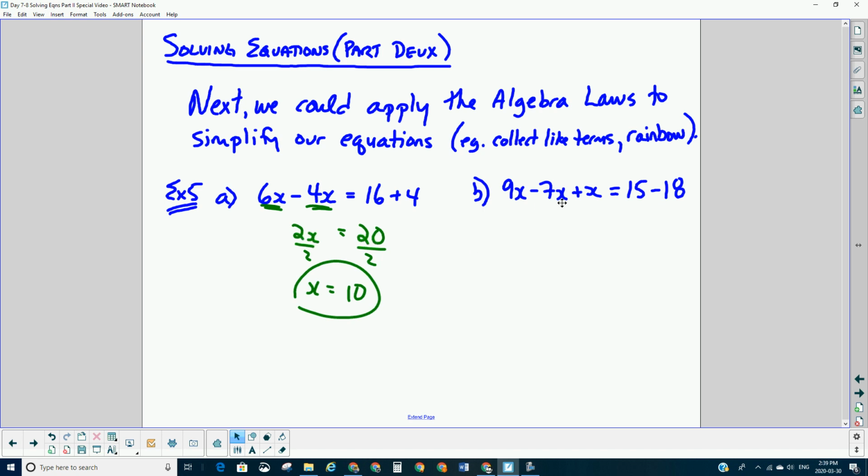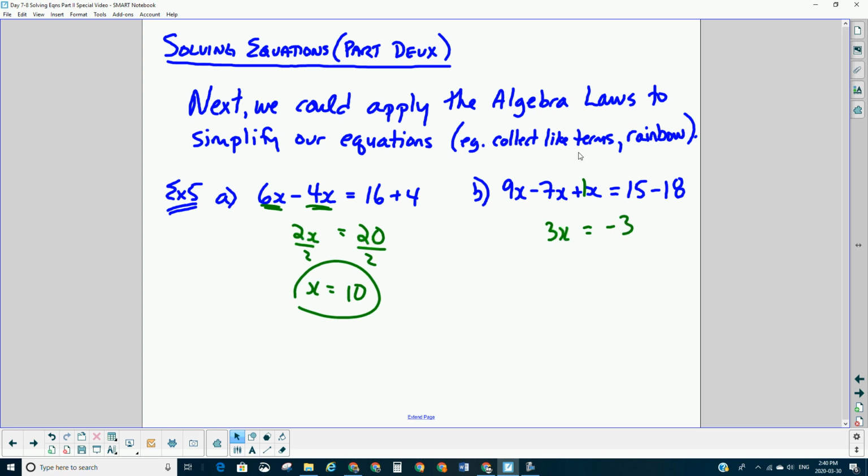In B, we've got, again, a complicated equation, but we can simplify it first and then solve. So 9x minus 7x plus x reduces to a 3x. 9x minus 7x is 2x. And then, of course, there's a 1 right there. So 2 plus 1 gets us 3x. And on the right-hand side, we have 15, which is pretty warm, but we're subtracting 18, which gets us colder, and it gets us into the negative 3.